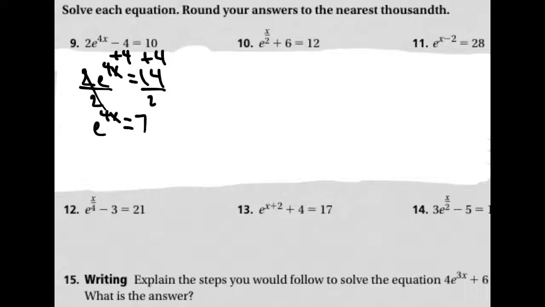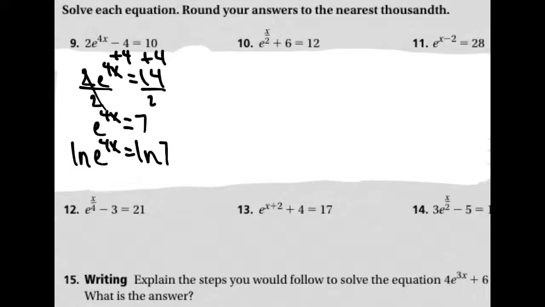And now from this point is where I'm going to take the natural log of both sides. You're not going to take a logarithm with base 10 like we've been doing before. You're going to take a natural logarithm because since the base is e, it's going to cancel out. So I'm going to take ln of e to the 4x equals ln of 7. And now the next step would be to take that 4x and bring it to the front. Take this 4x and turn it into a coefficient over here.